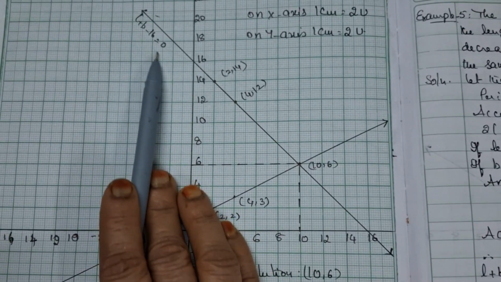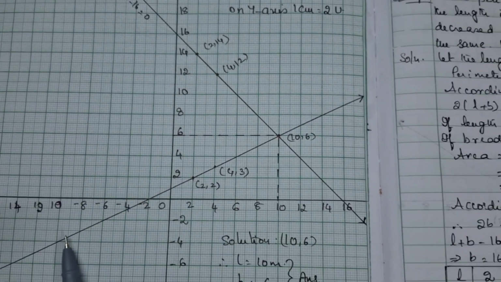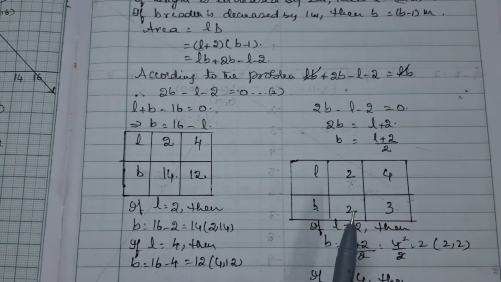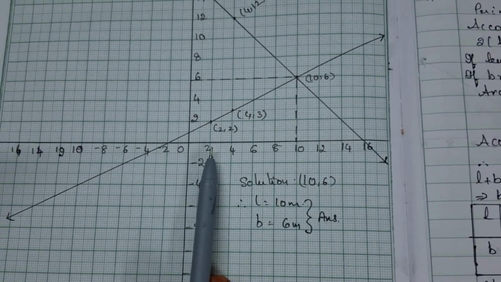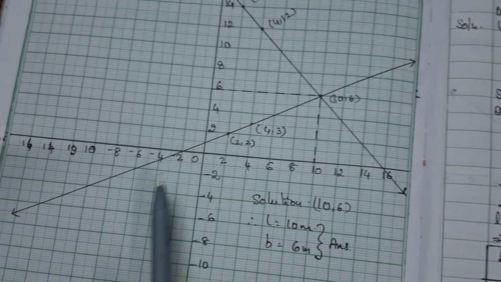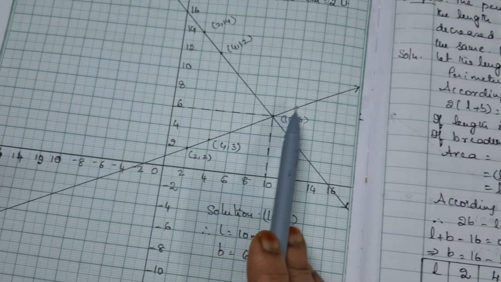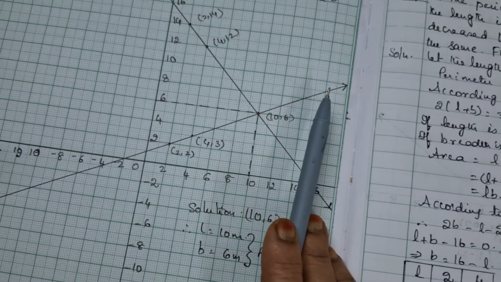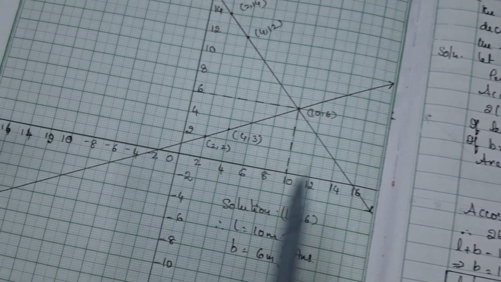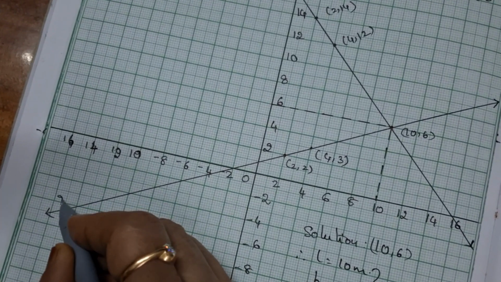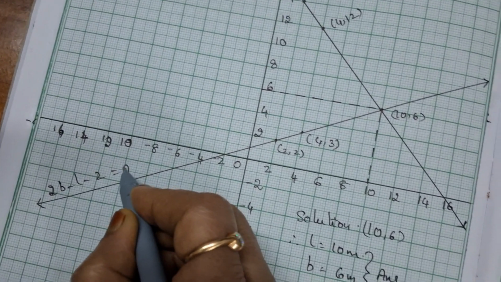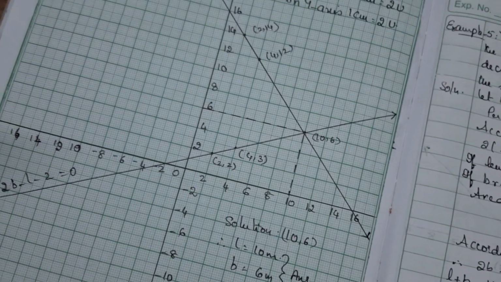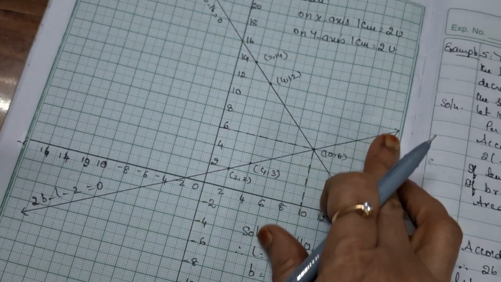So this is the line that I have got for L plus B minus 16 is equal to 0. Now the second equation has the points 2 comma 2 and 4 comma 3. So this is the line that I have got, the line for the equation 2B minus L minus 2 is equal to 0. So you have got this.